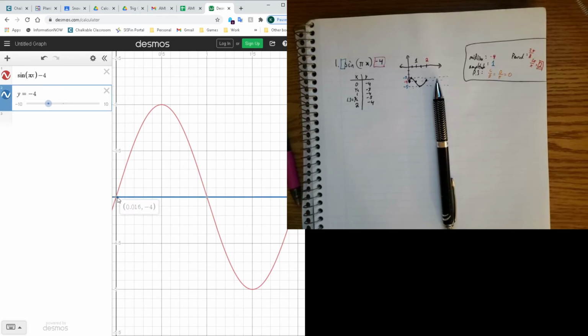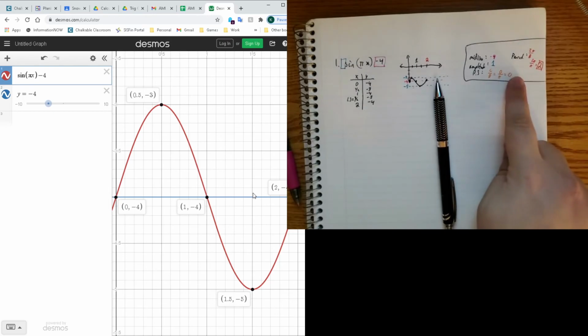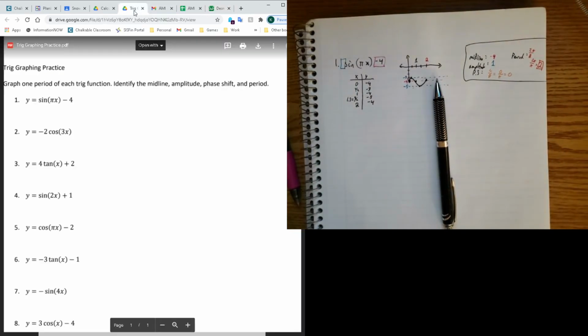And so you can see, again, 0, -4, 1/2, -3, 1, -4, 1.5, -5, and 2, -4. Matches perfectly. One full period with the 5 points of interest and all 4 components from the problem recognized. All right. Look at problem 2.